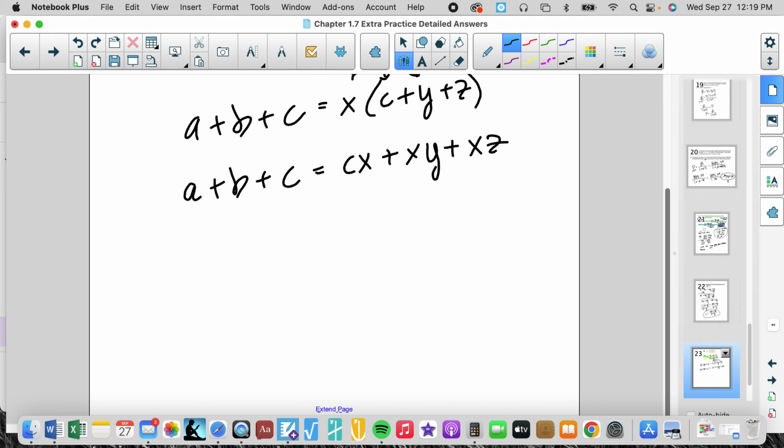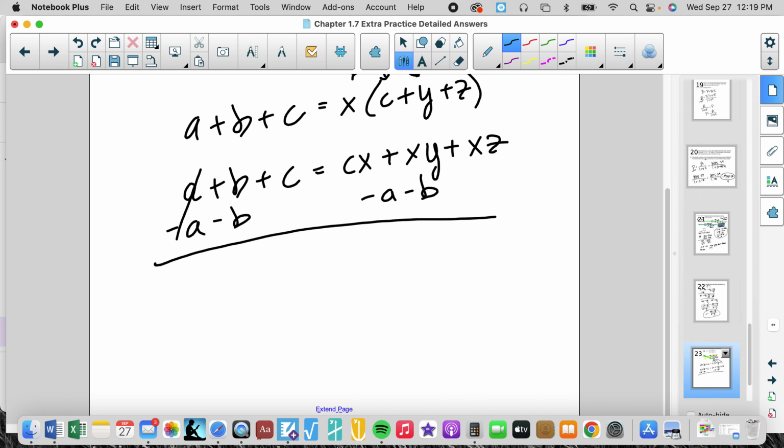All right, so now we're close. You see where we're getting closer? We have c's. Now we just have to get them on the same side, move everything else, and then factor. So that factoring thing that we're doing in this section is big. So I'm going to subtract a and I'm going to subtract b. So I'm going to do both of those steps at once. That leaves me with c equals the opposite of a minus b plus cx plus xy plus xz.